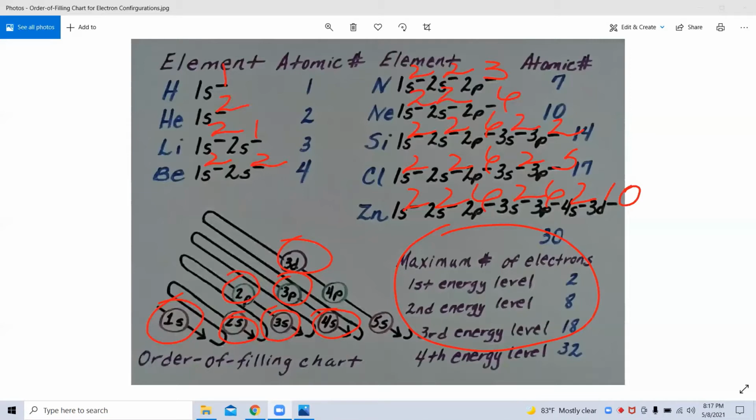But just keep all of this in mind. See how that diagram moves? Let me erase this so you can see what I was doing. As you can see, you're just moving in the direction of these arrows like this. And that's how you know which letters are next. Just keep on going and going. And that's basically it. That's another way of writing electron configurations using the order of filling chart for electron configurations.